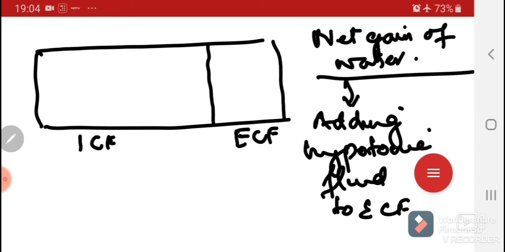So what happens is that ECF is gaining water, but at the same time we know that it is hypotonic fluid. So the volume will definitely increase, but as it is hypotonic, the osmolarity will also decrease. Once the osmolarity of the ECF decreases, that means the osmolarity of ECF at this point is less than the osmolarity of ICF. As a result, fluid will move from ECF into ICF.